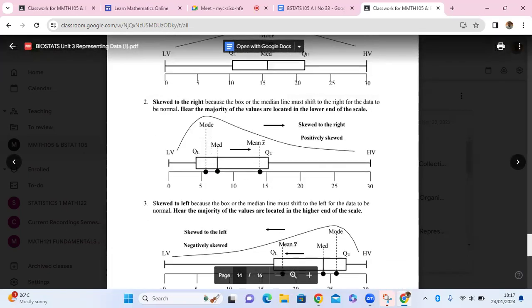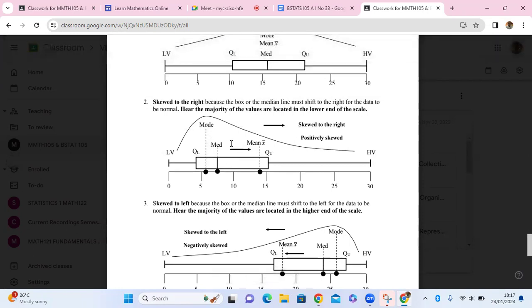However, if you find your box on the lower end of the scale, it means most of the values are there on the lower end. And this distribution is skewed towards the right because the box would have to move towards the right to be centralized. So the skewness is where the longer whisker is located. It's not where the box is located. Please don't confuse. The skewness is where the longer whisker is located, the direction that the box has to move to be centralized.